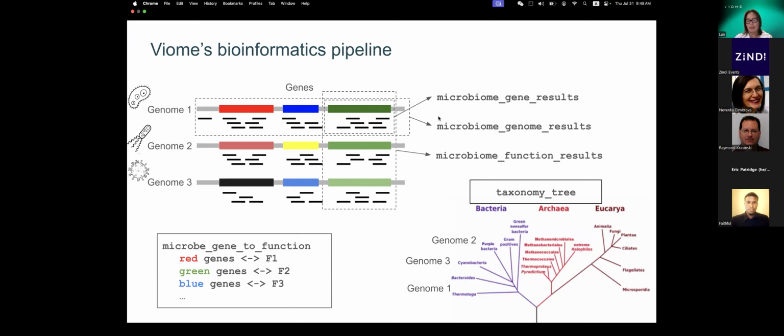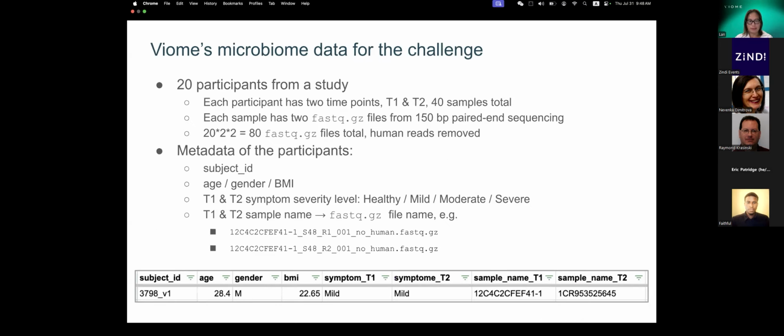And then later I'm going to describe a little bit more of the data format we are sharing, and you will have a better understanding of it. So for this challenge, we are providing 20 participants from a study, and it's longitudinal. Every participant would have 2 time points, roughly 3 months apart. T1 is baseline, T2 is after some intervention. So 40 samples total, and each sample would have 2 gzipped FASTQ files. It's 150 base pair long, paired-end sequencing. So together you will have 80 gzipped FASTQ files.